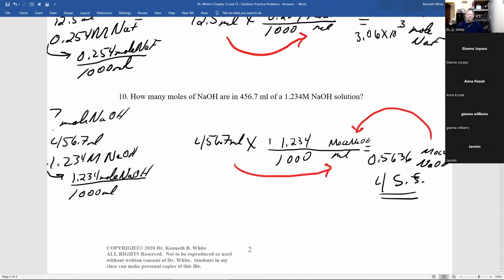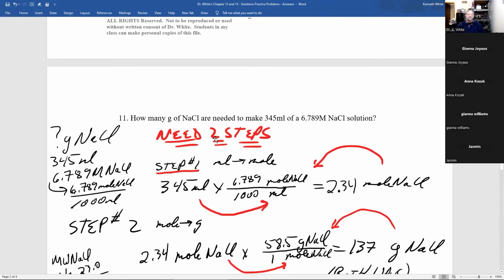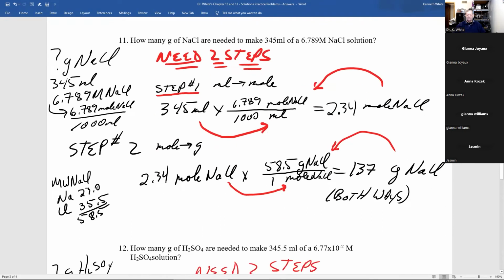And 9 is the same thing. 10 is the same thing. And now let's look at 11.